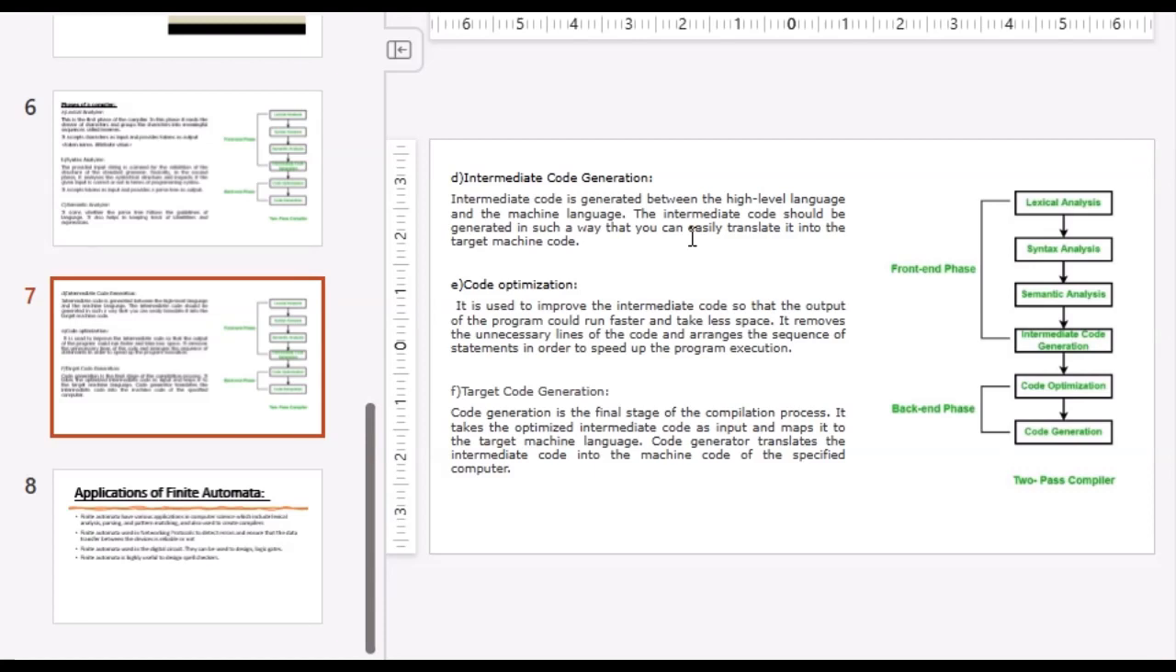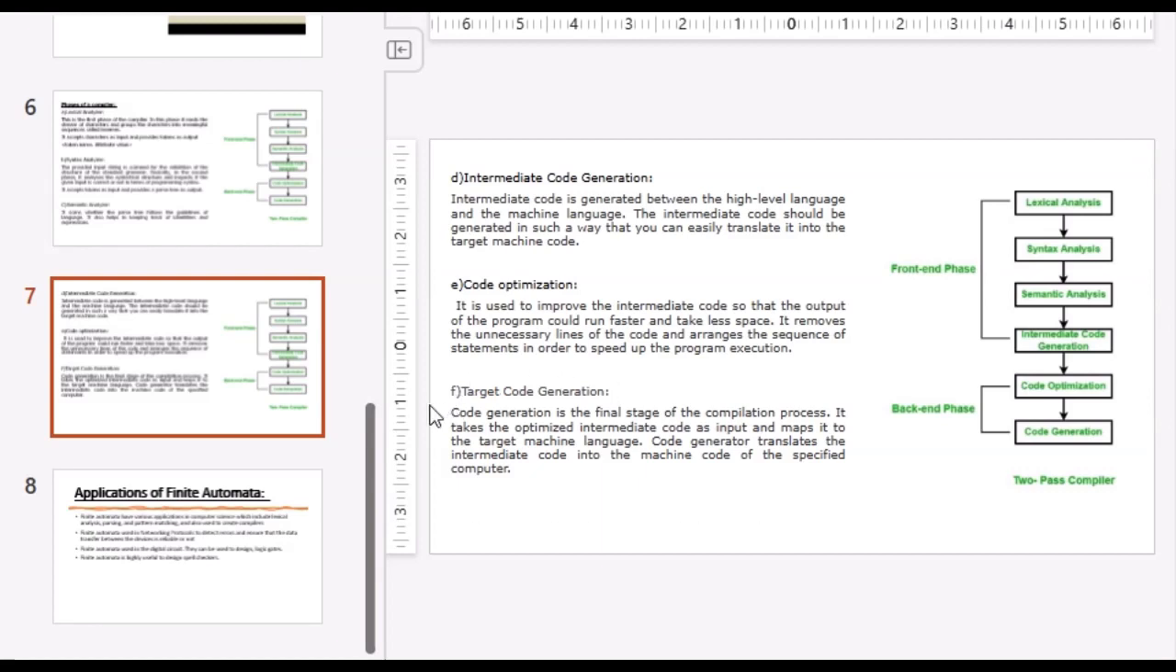So, as the name suggests, basically we must optimize the code in such a way that it runs fast, it occupies less space in the memory, and it also consists of fewer lines of code. It is used to improve the intermediate code so that the output of the program could run faster and take less space. It removes the unnecessary lines of code and arranges the sequence of statements in order to speed up the program execution. The last phase is the target code generation.